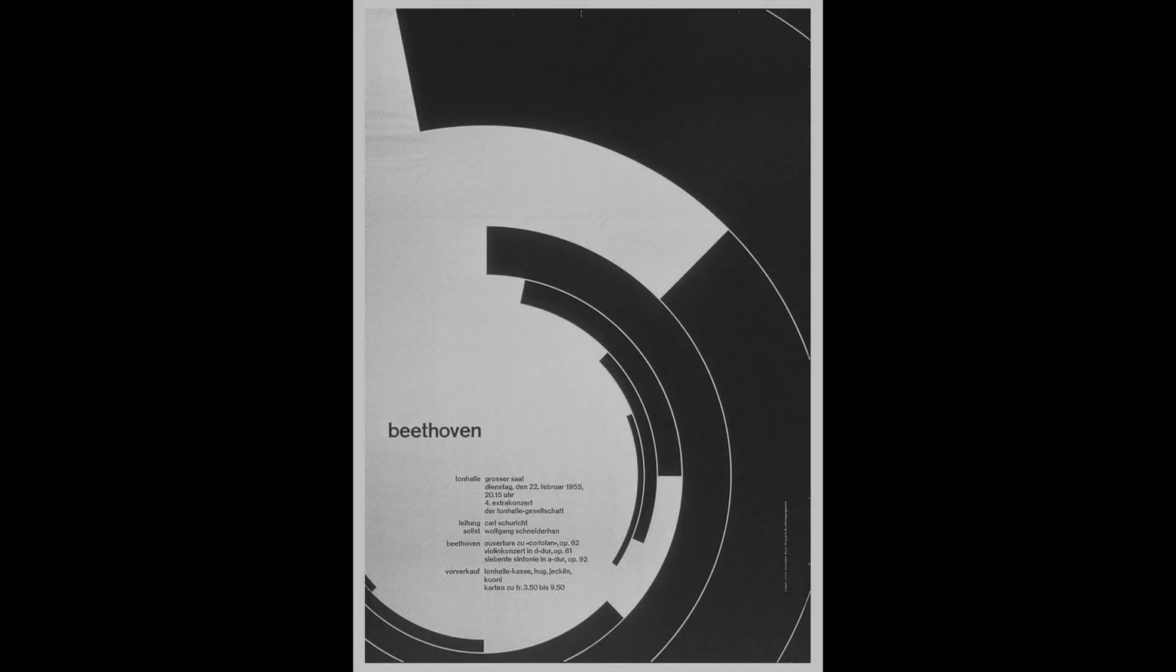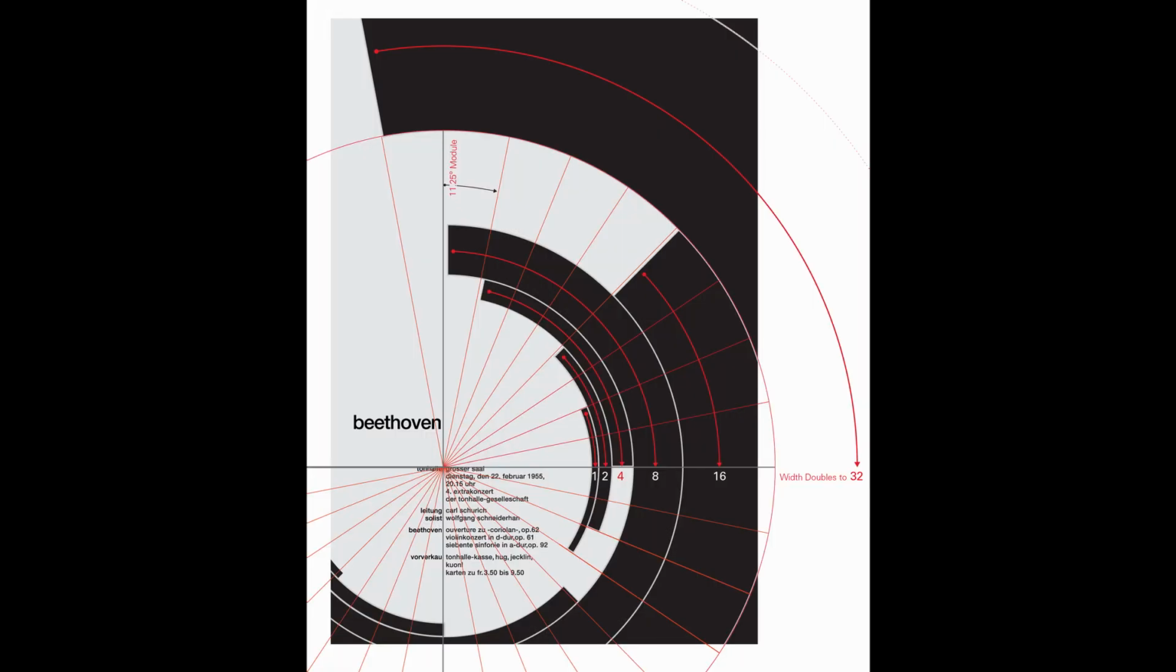Now let's talk about one of his most famous designs, one that he did in 1955 for the performance of Beethoven's Coriolan Overture, a poster with incredibly balanced use of geometric shapes and clinically precise typography. With the red lines, we can clearly see how the entire composition is designed.